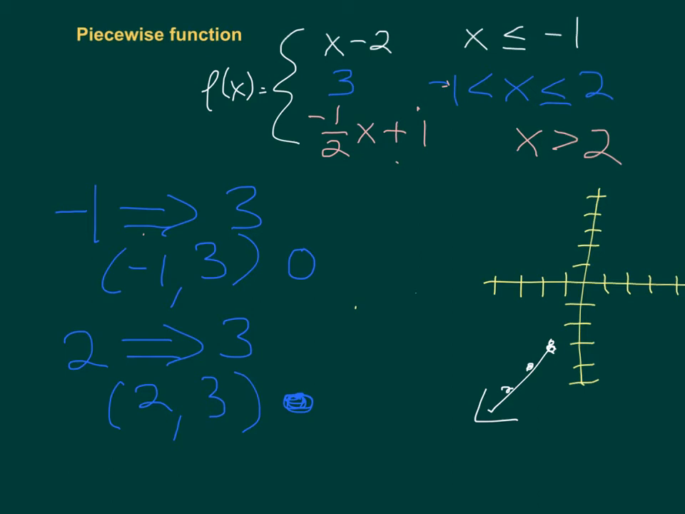So now I'm just going to put those on my graph. So I have -1, 3, and I have 2, 3, and I can just connect those two. So the blue line is finished.